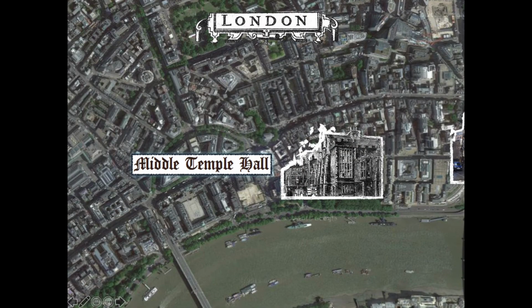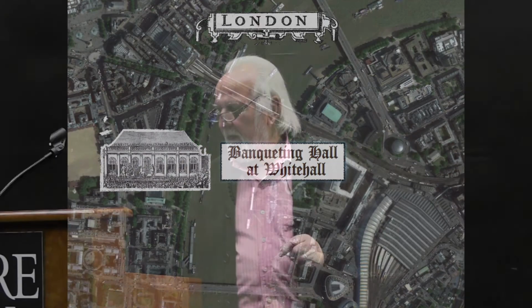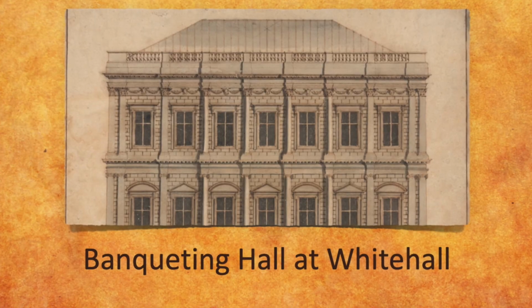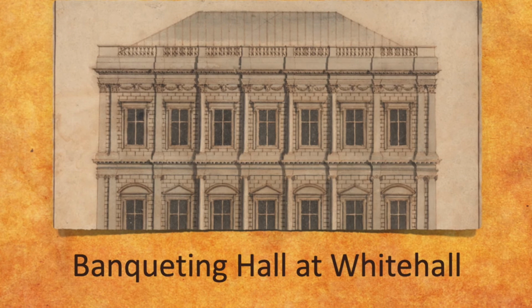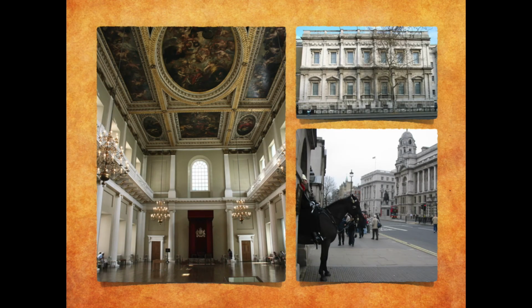So now we've got Blackfriars, we've got Middle Temple Hall, and we're going to move into the city of Westminster, and we're going to look at the Banqueting Hall, which is in Whitehall. This building was the third building built for, it was a kind of party house. But James I ordered it built, still in the reign of Shakespeare, at the time of Shakespeare.